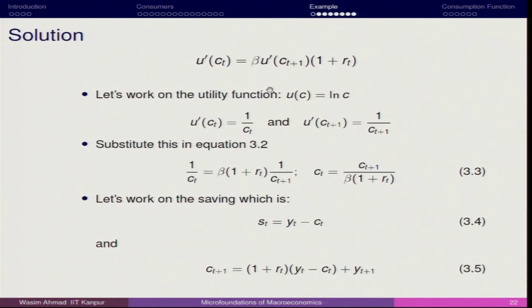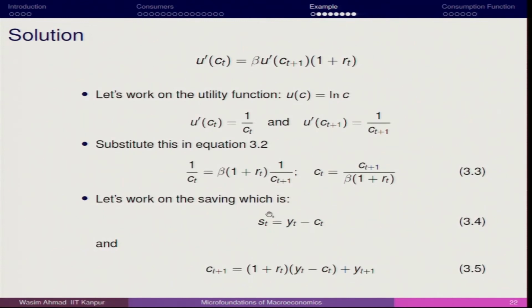So, how are we deriving this particular expression? Here we are just replacing the marginal utility of C t, which is 1 upon C t is equal to beta into 1 plus R t, times 1 upon C t plus 1. So, this is what we are going to solve. If we solve for C t here, this is the expression we get: C t is equal to C t plus 1 upon beta into 1 plus R t, and we know that the saving that we have.